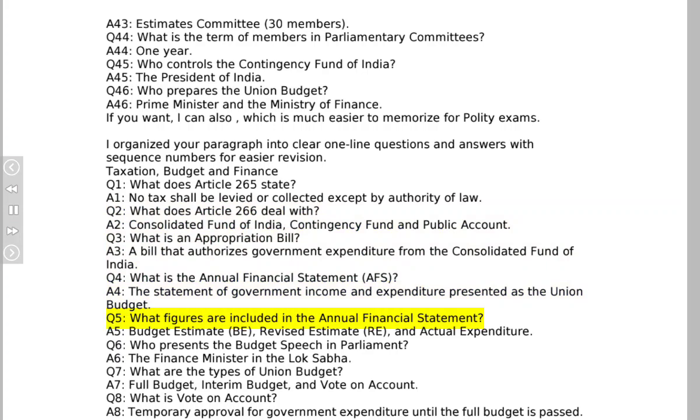Q5. What figures are included in the annual financial statement? A5. A. Budget estimate. B. Revised estimate. C. And actual expenditure. Q6. Who presents the budget speech in parliament? A6. The finance minister in the Lok Sabha.